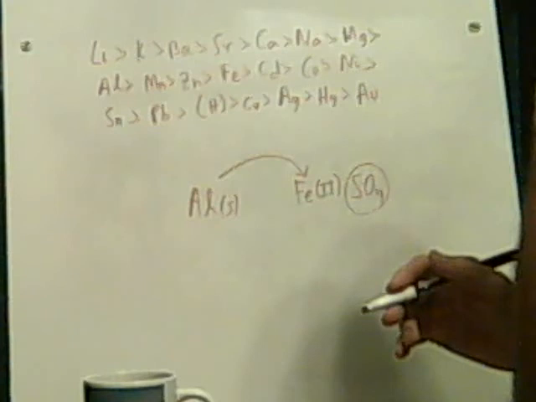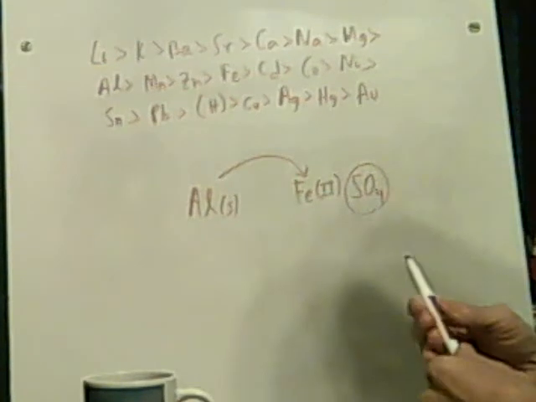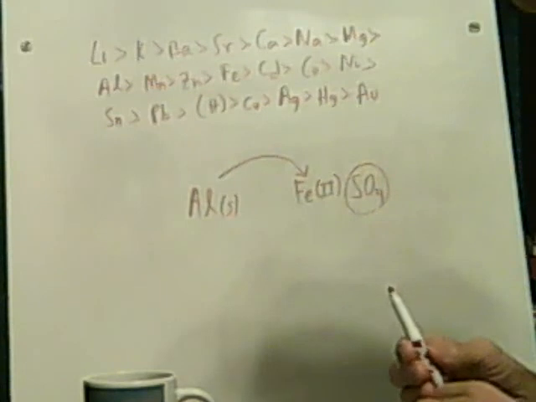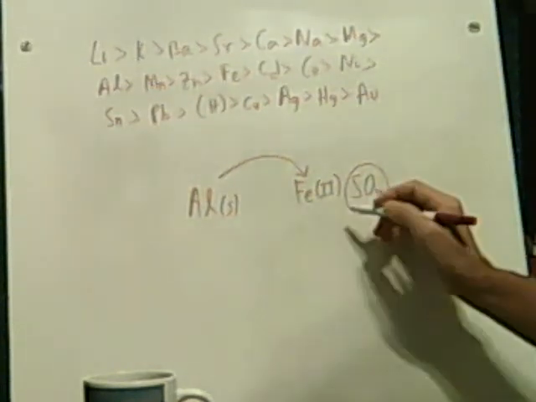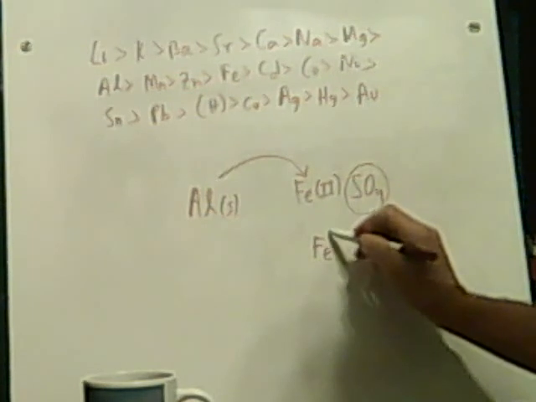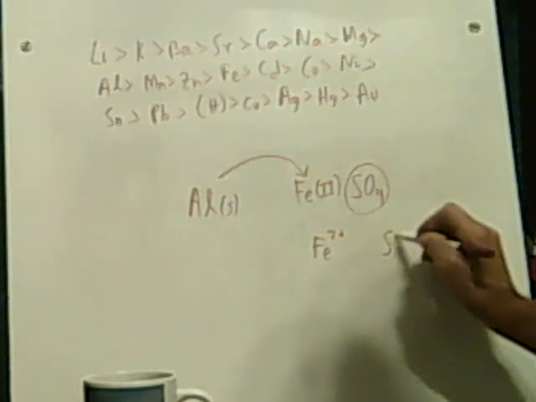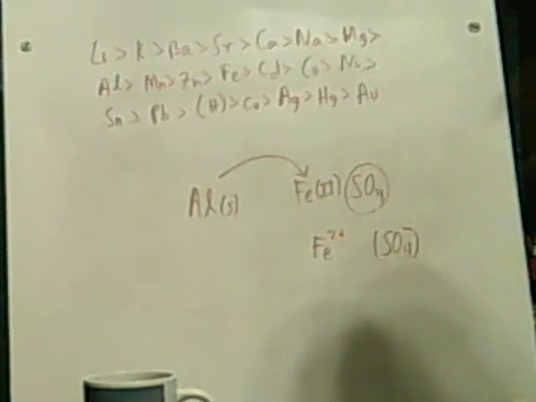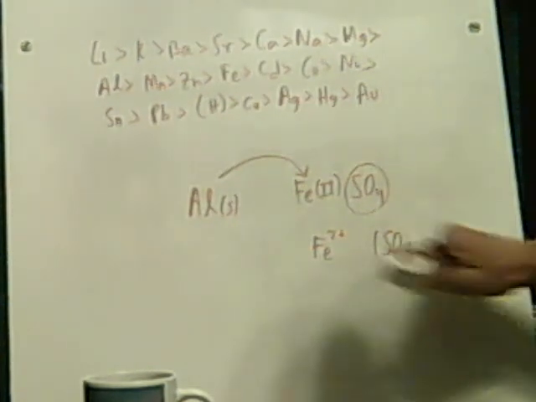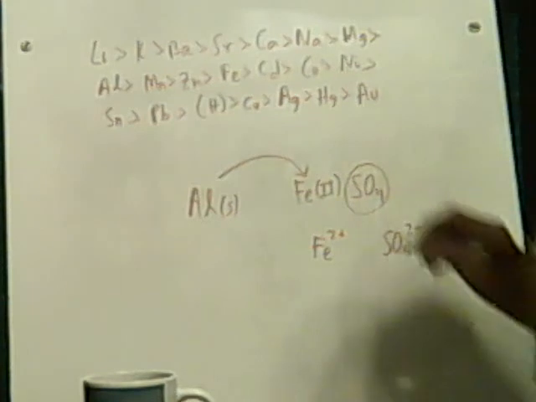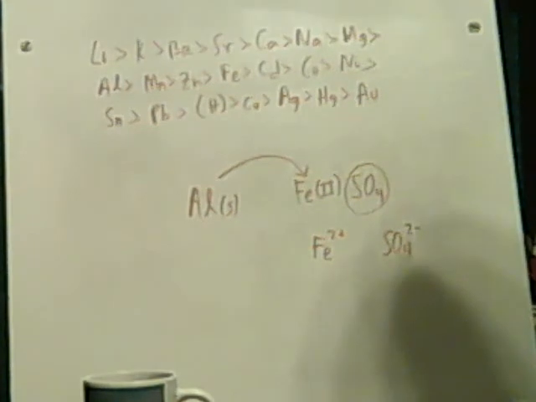The reason is that, according to this chart, aluminum is simply more reactive. But what's happening here is this is a solution. So we have iron, which is 2+, and we have sulfate, which is 2-. I don't know if I should have the parentheses around it, but it doesn't matter in this case. It's an ion, right? Sulfate ion.